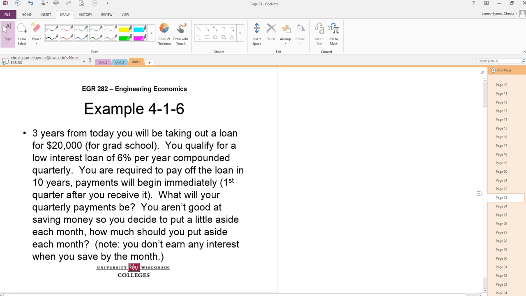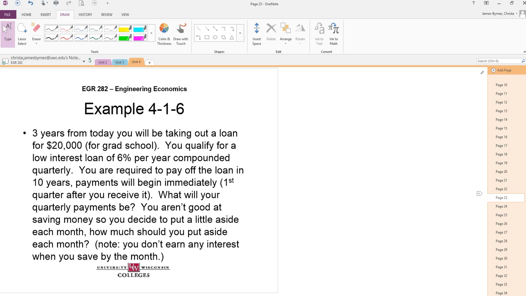Three years from today, you will be taking out a loan for $20,000 for grad school. So you're going to graduate and you're going to take out a loan, or maybe you're working in 3 years and you're going to go back. You qualify for a low interest loan of 6% per year compounded quarterly. You're required to pay off the loan in 10 years. Payments will begin immediately, meaning the first quarter after you receive it, not the day you receive it. That'd be crazy. What will your quarterly payments be?